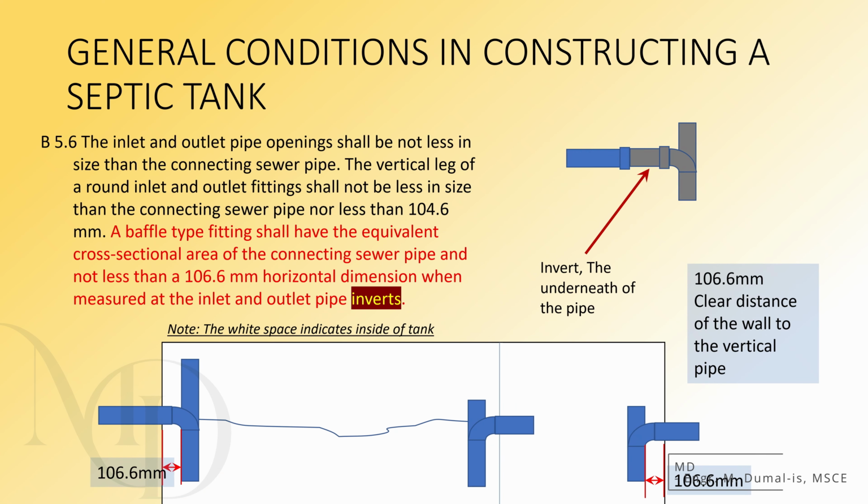Next, if we are using a baffle-type fitting, its cross-sectional area must be equivalent to that of the connecting sewer pipe. In addition, its horizontal dimension at the level of the inlet and outlet pipe inverts must not be less than 106.6 millimeters. Now, the term pipe invert simply refers to the lowest inside surface of the pipe, or the base where the wastewater flows. So at that level, we must respect this minimum horizontal size.